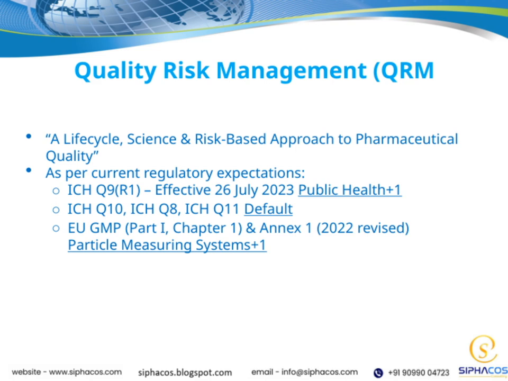Additionally, we see the alignment with other key guidelines like ICH Q10, ICH Q8, and ICH Q11, which are considered default references in our quality systems. These guidelines collectively promote a science-driven, risk-based mindset that supports continuous improvement and robust control strategies. On top of that, the European Union's GMP guidelines, specifically Part I, Chapter 1, and the 2022 revised Annex 1, also reinforce the importance of particle measuring systems and contamination control, highlighting how critical it is to assess and mitigate risks related to particulates and other contaminants.